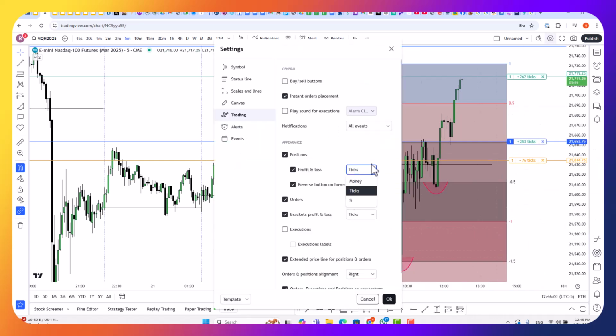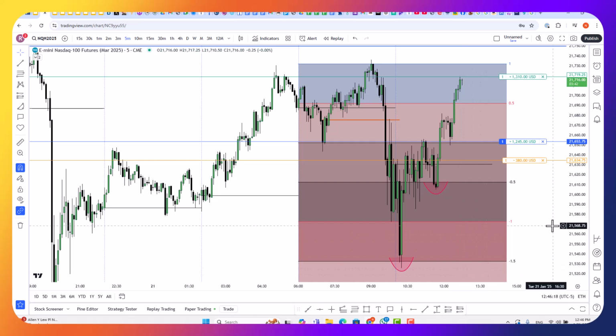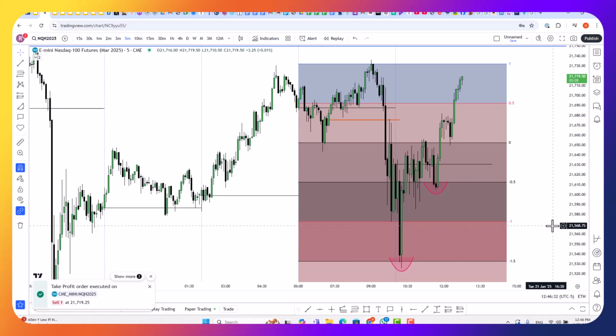So, how much money is it? $1,200. Now I want to see 1,300. Bingo. So entry on a limit order, exit on a stop order.